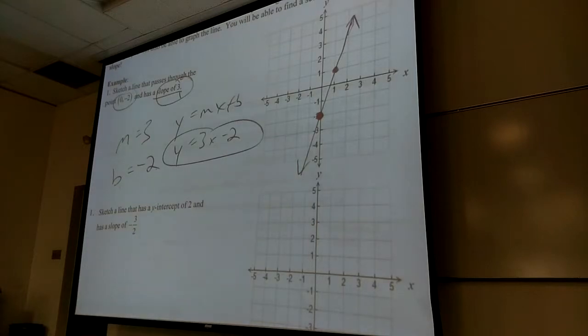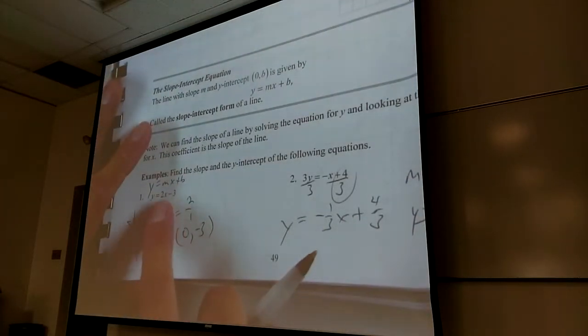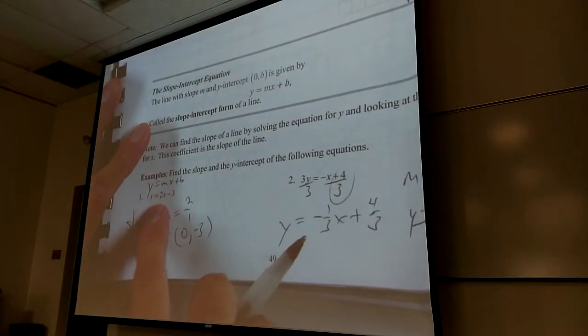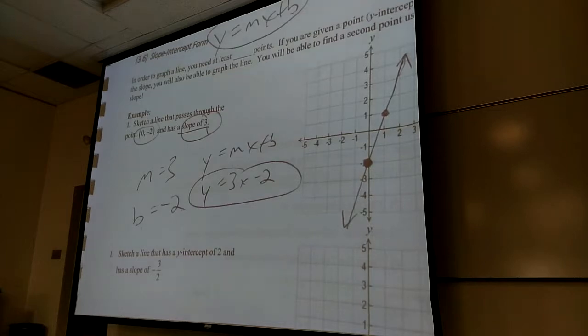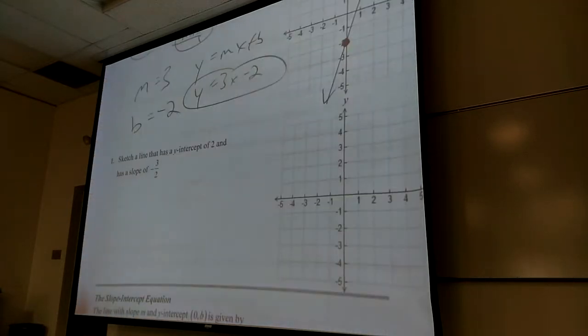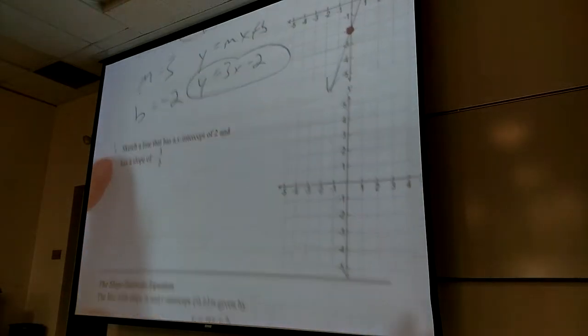So obviously, hopefully, if I can pick off the slope and y-intercept from an equation, I should be able to do that backwards. If somebody gives me the slope and the y-intercept, I should be able to put the equation together. Not too evil yet. So do the next number 1 real quick.